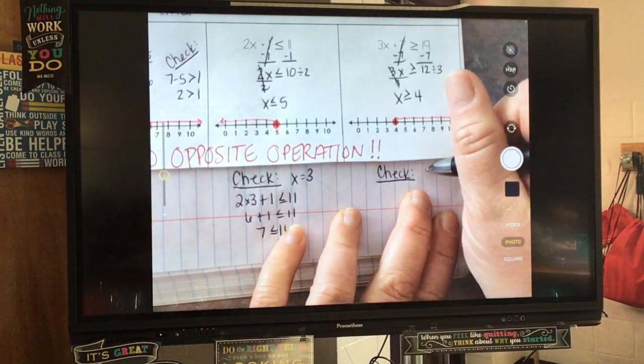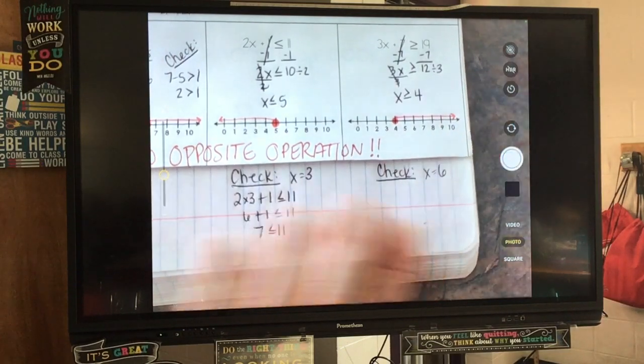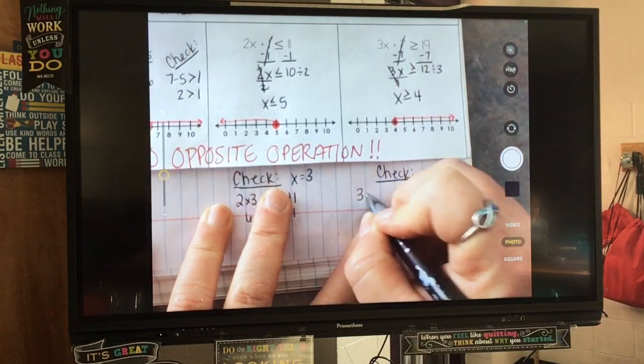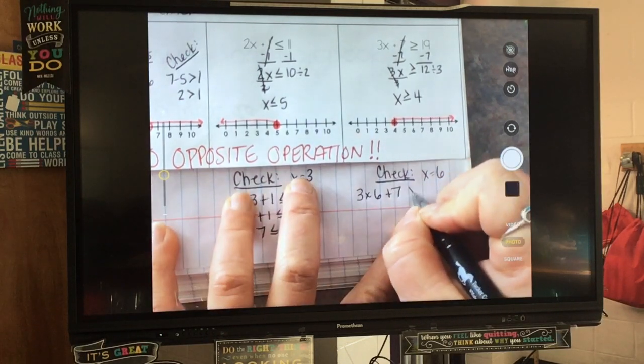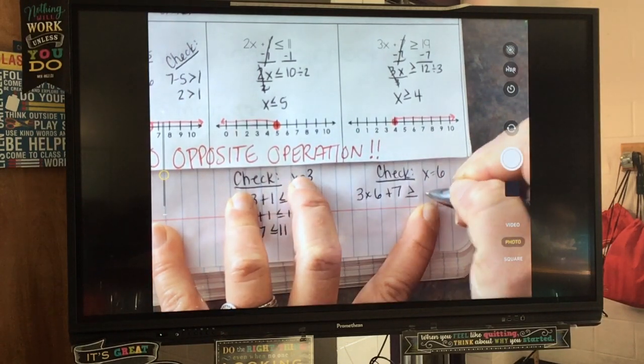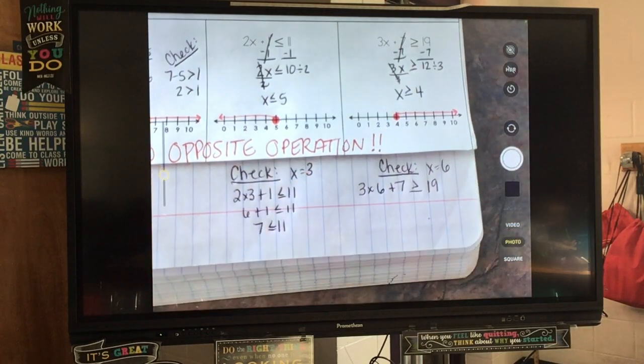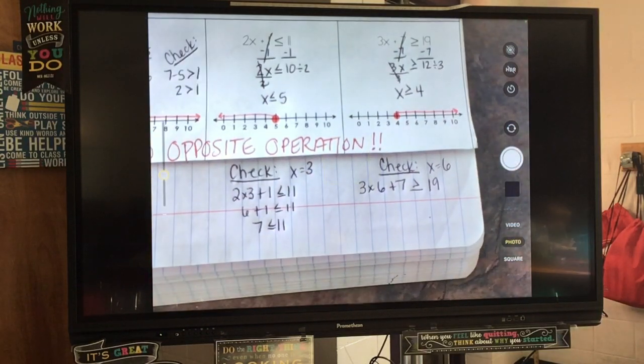Okay, and then Abby, give me a number to check this problem. 6. So we're saying x is equal to 6. So I'm going to do 3 times 6 plus 7 is greater than or equal to 19. What is 3 times 6?